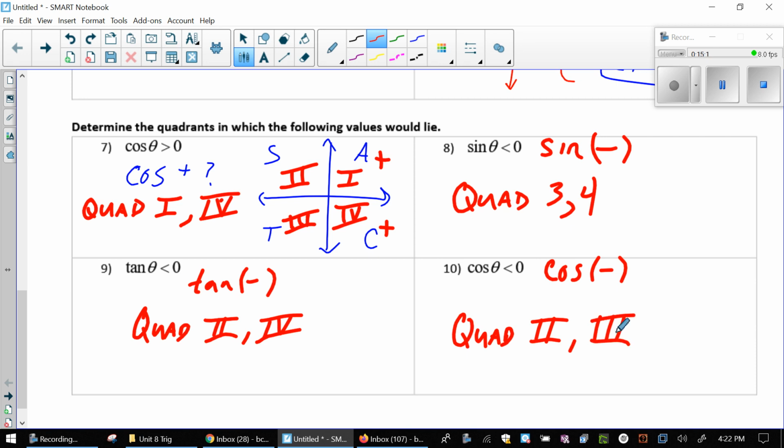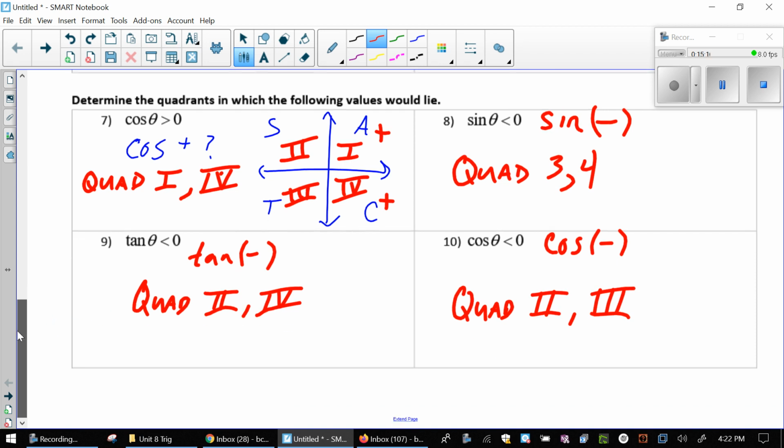But that's incredibly important as we start using these inverse trig functions, because we have to figure out what quadrants our angles are going to be in and use our reference angles. All right, let's keep going.